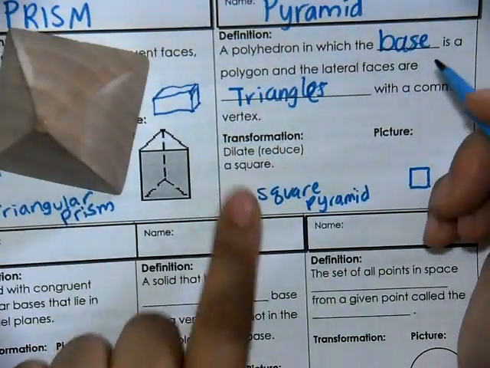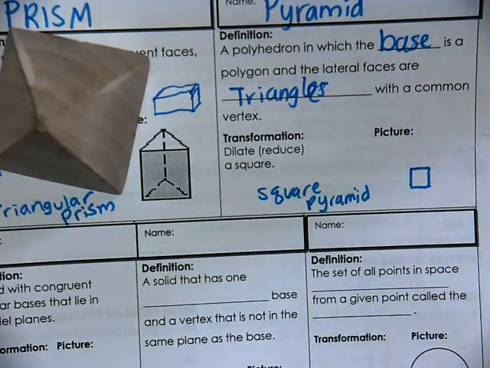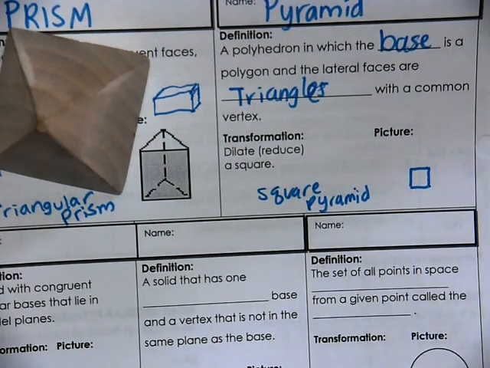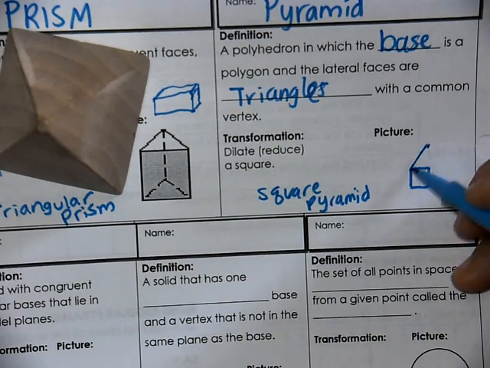So this is where you dilate or reduce specifically a square. You keep doing that until it's non-existent, it's just a dot. And so here's where I want to draw my square with 4 triangles coming up to a common point. You can decide where your common point is. I'll just do it up here.